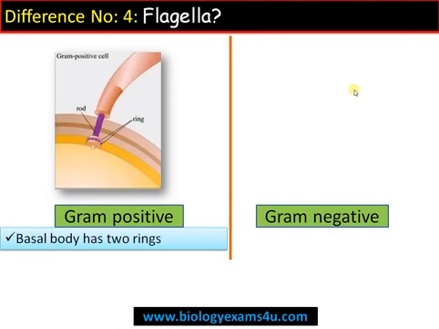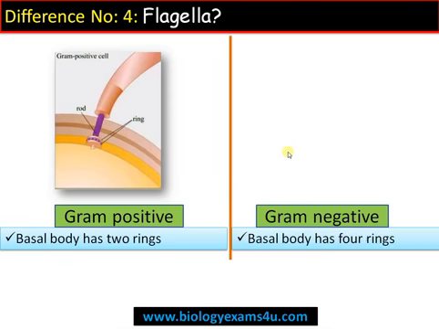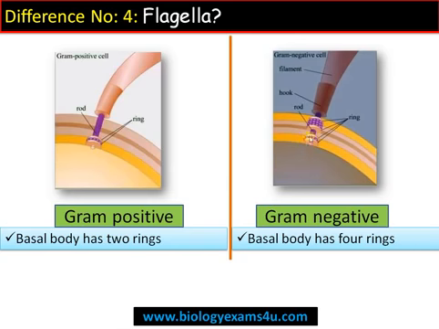Next is regarding the flagella. In the case of gram-positive bacteria, the basal body has 2 rings. It's the region from where the flagella arises in a bacterium, and it has 2 rings. Whereas in gram-negative bacteria, the basal body consists of 4 rings.